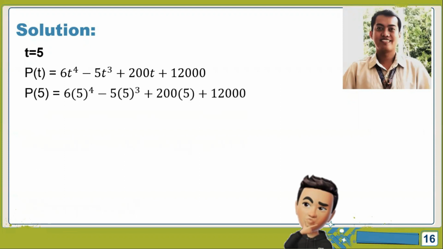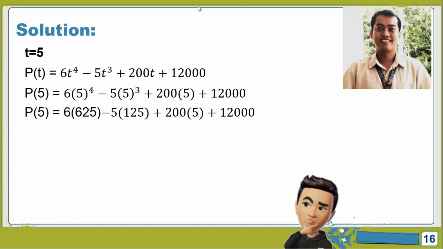So we will have P of 5 equals 6 times 5 raised to the 4th power minus 5 times 5 cubed plus 200 times 5 plus 12,000. Then, we will simplify those with exponents. We have here 5 raised to the 4th power, meaning we are going to multiply 5 by itself 4 times. That is 5 times 5 times 5 times 5, which gives us 625. We also have here 5 cubed, meaning we are going to multiply 5 by itself 3 times. That is 5 times 5 times 5, which is 125.